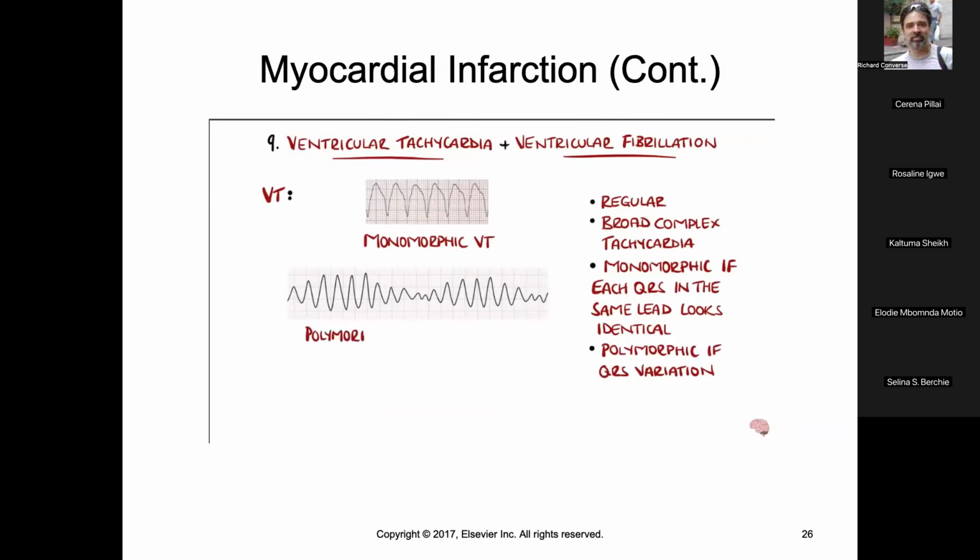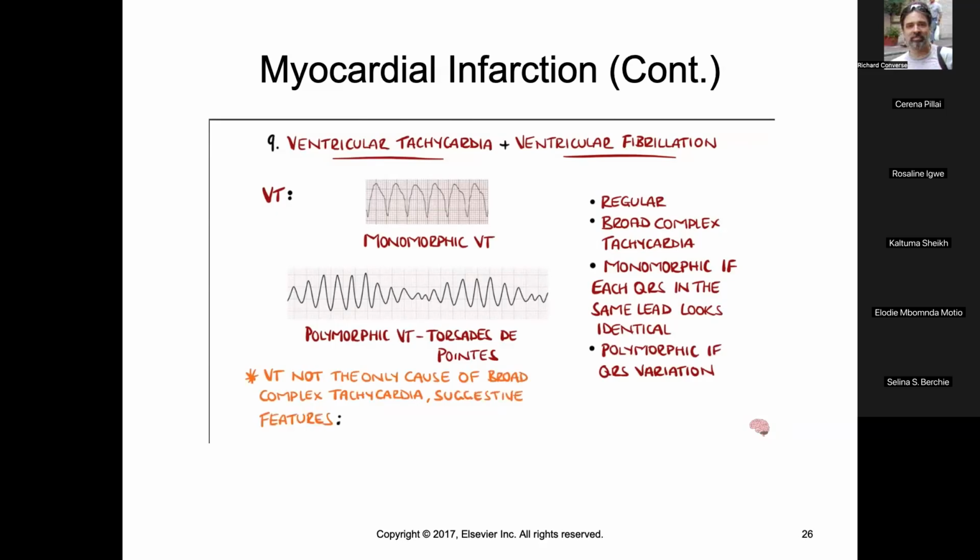One famous example of polymorphic VT is torsades de pointes, occurring in the setting of a prolonged QT interval. Although other causes for a regular broad complex tachycardia exist, it isn't straightforward to distinguish them, and generally, if there is any diagnostic uncertainty, it is treated as ventricular tachycardia. Some features suggesting VT include very broad complexes above 160 milliseconds, absence of bundle branch block morphologies, and the presence of extreme axis deviation.